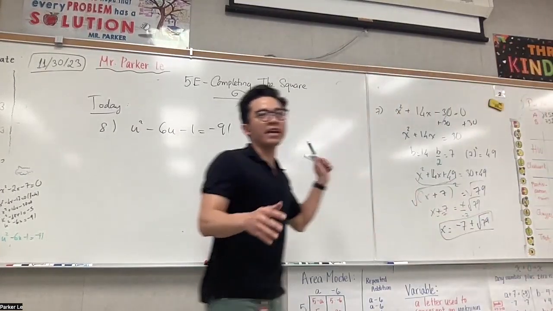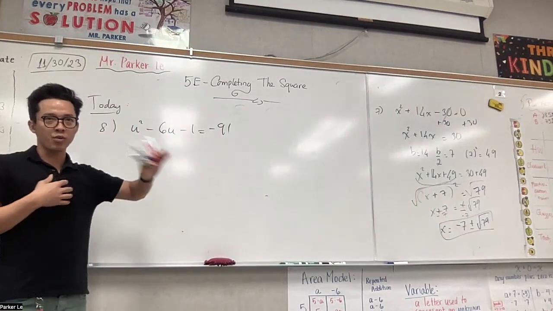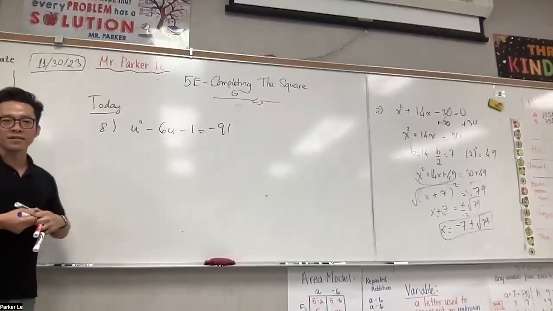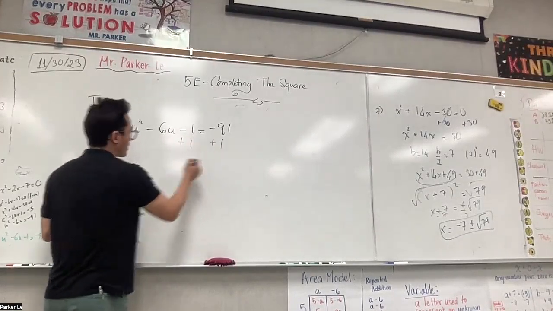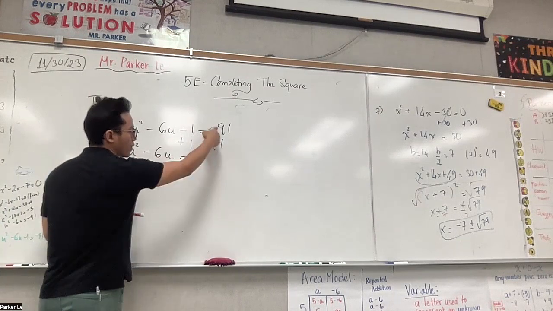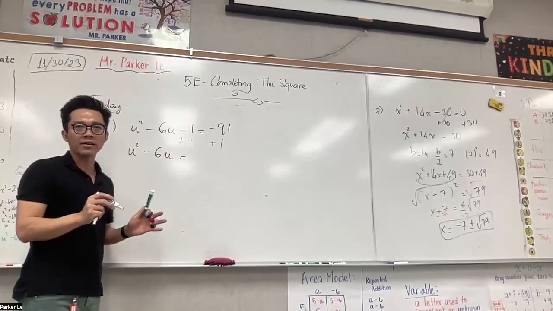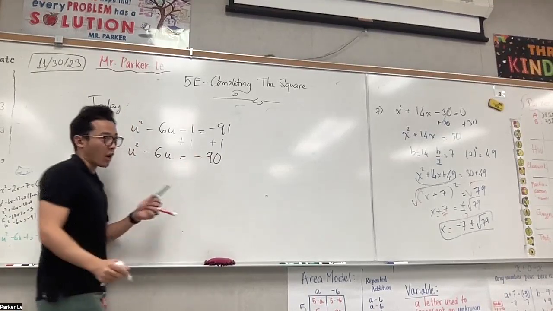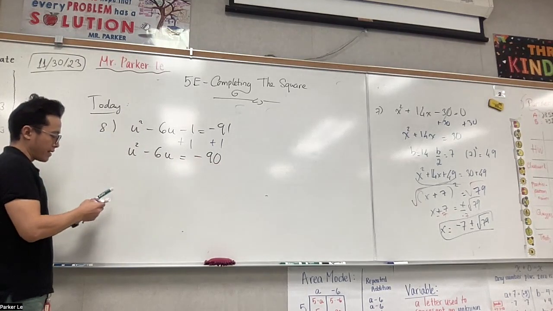All right. Let's do this as a whole class. For those who I told you to double check, for those who are still working on it, let's do it together. What do you need to do first? Add the 1. So u squared minus 6u equal to what is negative 91 plus 1? Make sure you do the calculation right. Negative 90. Not positive 90.